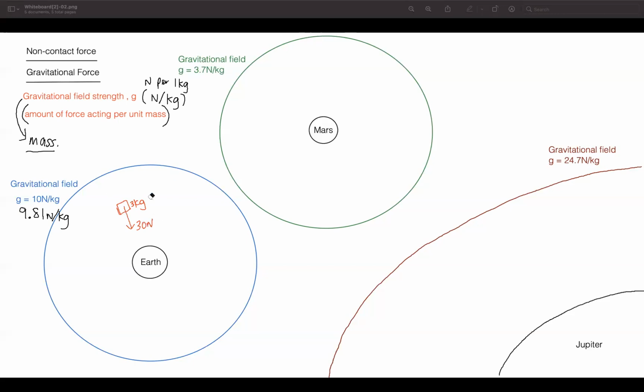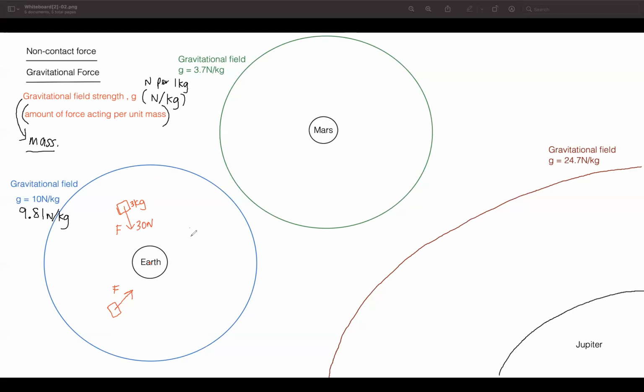Now, one thing I also have to remind you: how do you label the forces in the field? This is gravitational force. The way you label it is always pointing to the center of the object. Not always down, no. Always to the center. So if your object is down here, we don't point it like this, no. It's towards the center, so it's going in this direction. This is how we label the forces.